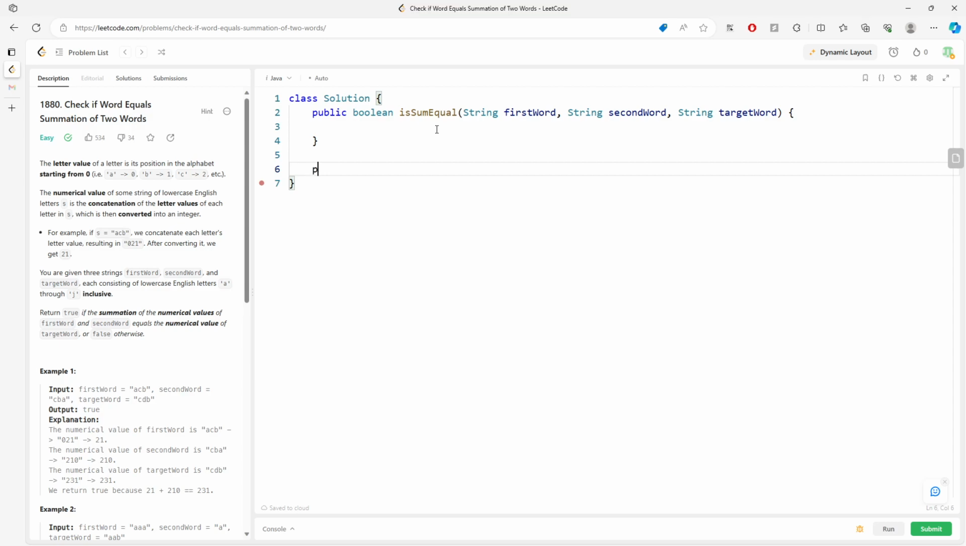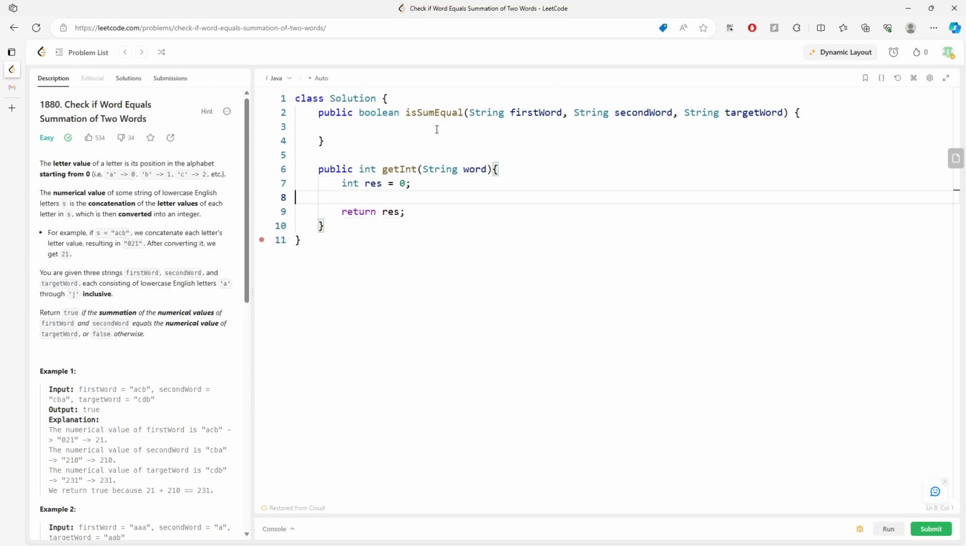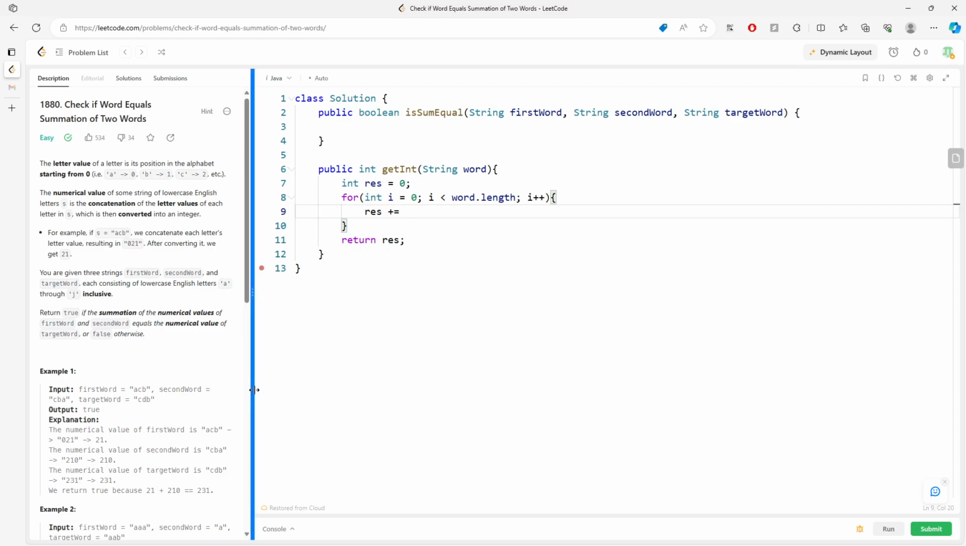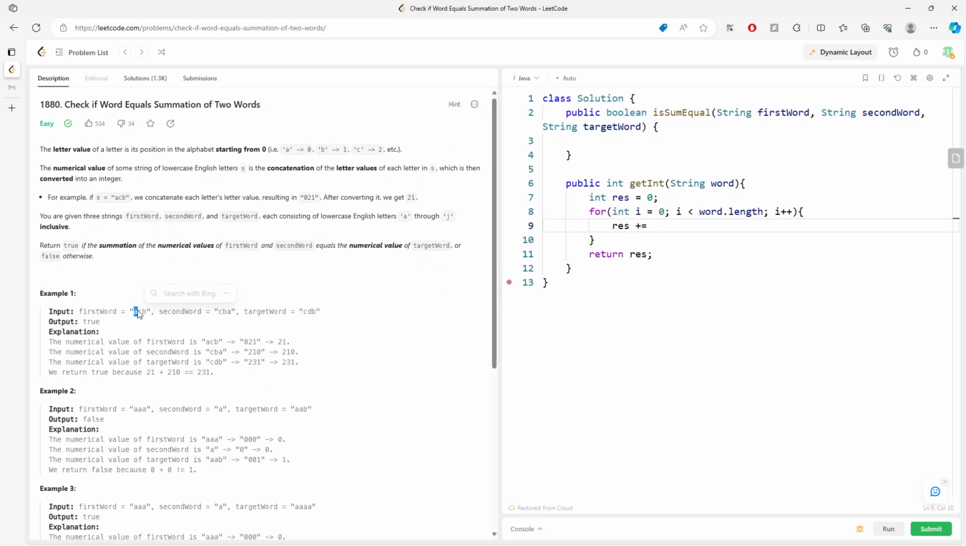I need a helper, so probably int, I'm going to say getInt, string word, and then int result equal to 0. Return result, and then traverse with for int i equal to 0, i less than word.length, i plus plus. And then result plus equal, actually it's not plus equal, you need to what? You're starting from here, and when you get to here you need to multiply by 10. This one is the last one, and then you want to shift.